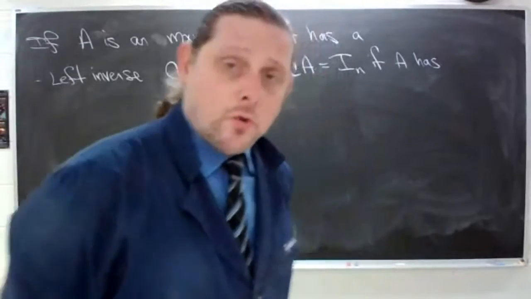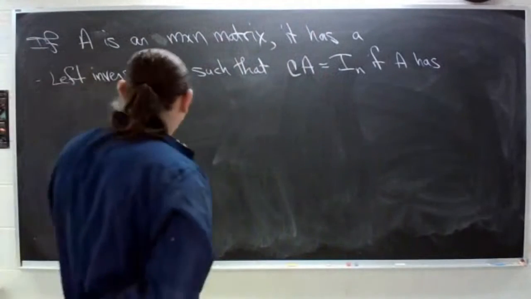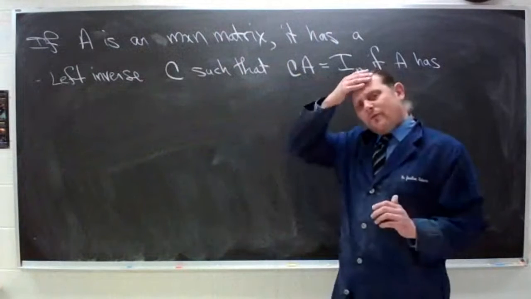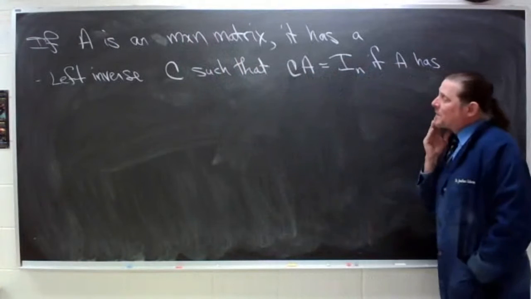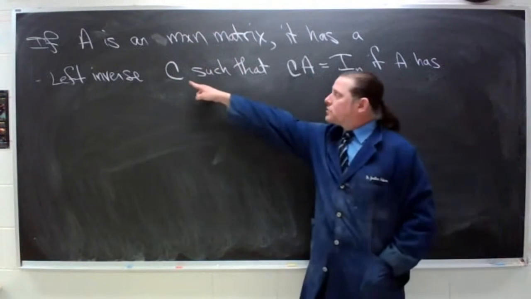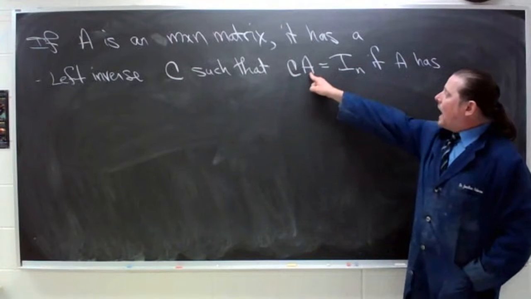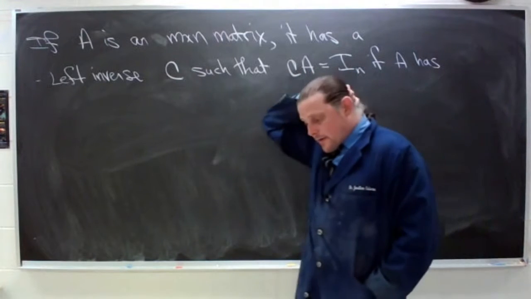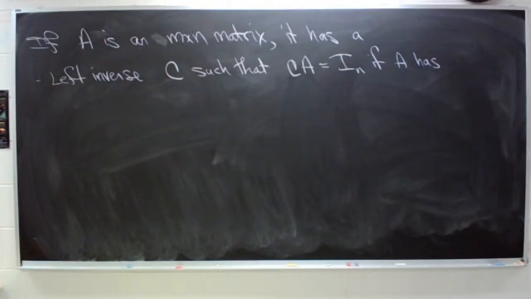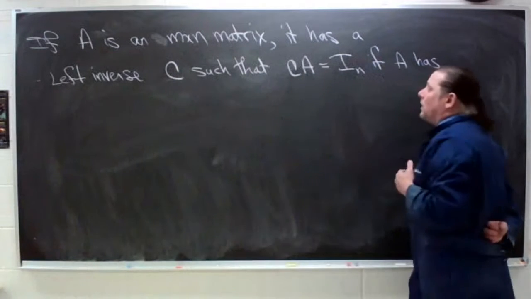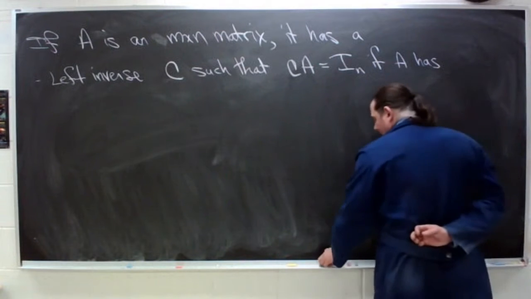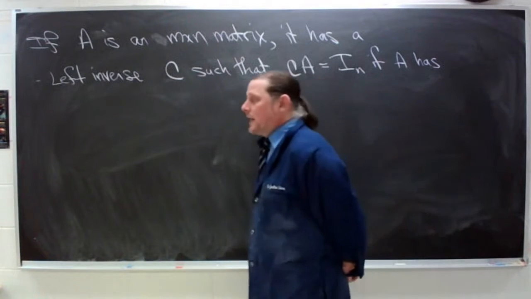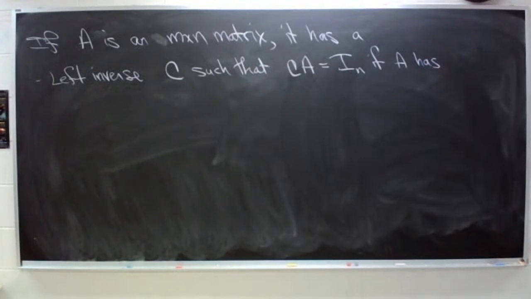If a matrix is not square, we can sometimes have forms of inverses. So if A is an M by N matrix, sometimes it will have a left inverse, C, such that C times A is equal to the identity, the N by N identity. This C would be an N by M matrix. This is a left inverse because it multiplies on the left to give me the identity.